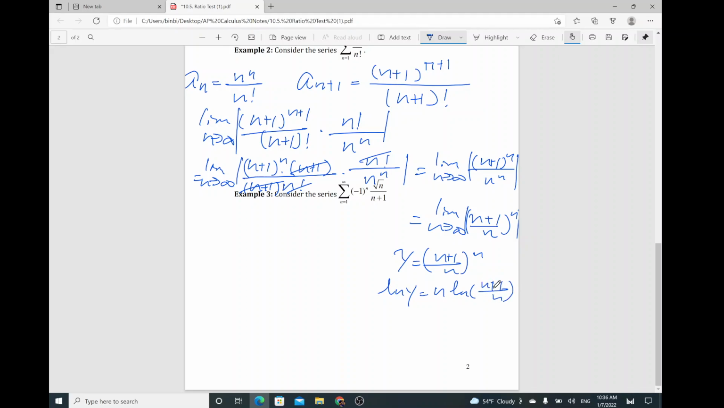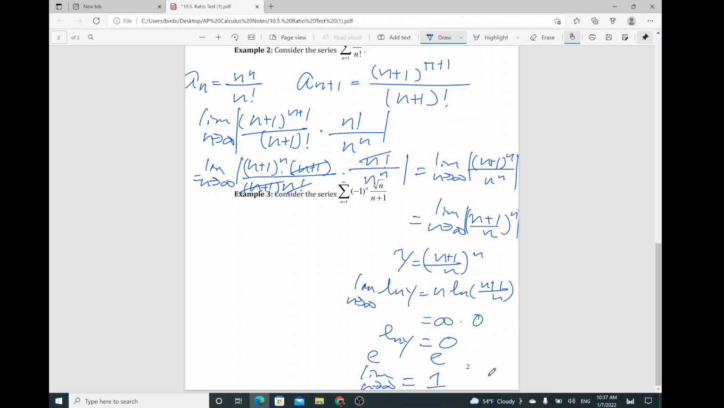Well, we do know that this part right here, if you plug in n goes to infinity, the limit is going to be 1. Okay, so it's like infinity times the natural log of 1. Well, natural log of 1, which is what? 0. Okay, so infinity times 0, then that'd be 0. And then you take the base e on both sides, so you see that the limit of the ratios of the series will be 1.